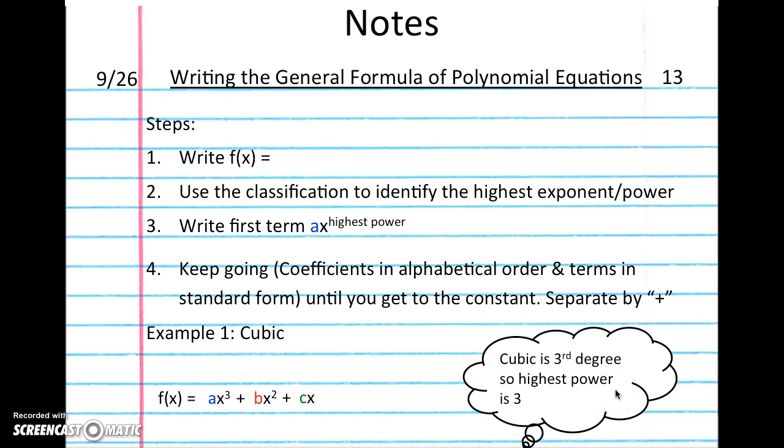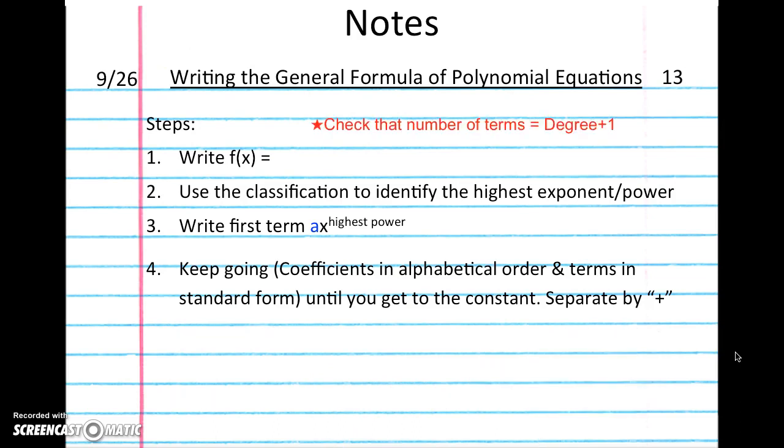Are we done? No, we're not done, because the one thing we can't forget is to keep going until we get to the constant. So once you get to the term that has an exponent of 1, the next term you're going to write is going to be the constant. We always end with a constant, and our constant here in this case is d. Don't forget your constant. All right, let's look at one more example together.